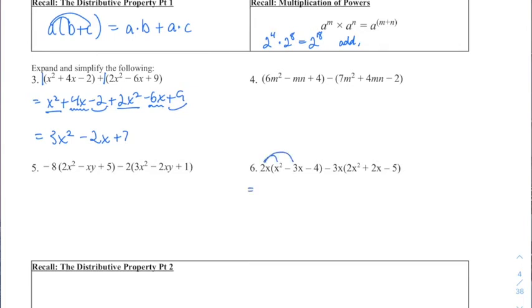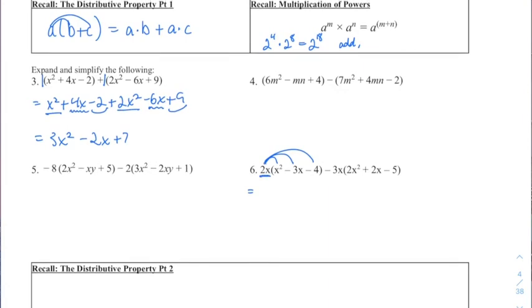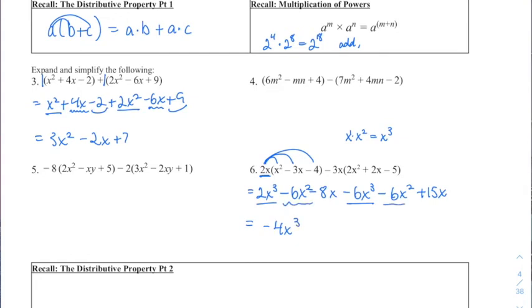Just to remind you, if you have a variable here, for example 2x times x squared, well, x times x squared is x to the power of 3, isn't it? So we have 2x to the power of 3 minus 6x squared minus 8x, 6x cubed, minus 6x squared plus 15x. Okay, and then we would collect like terms. So make sure you do 4 and 5 and check those.